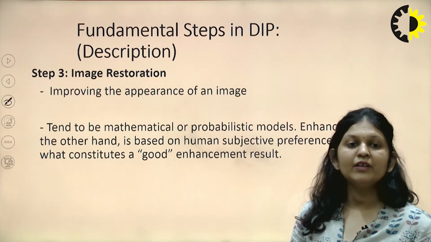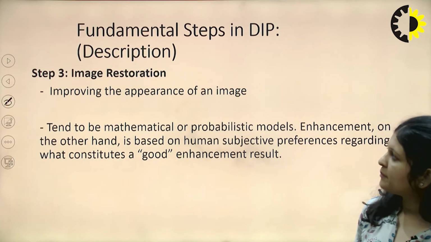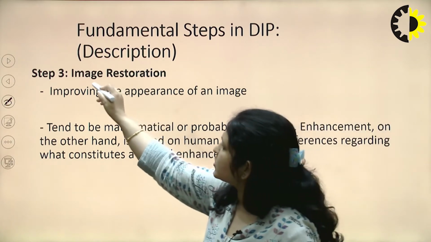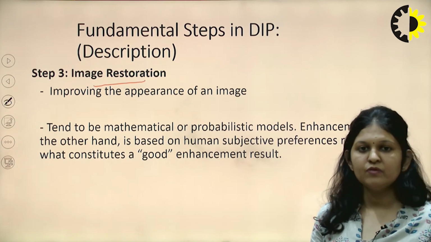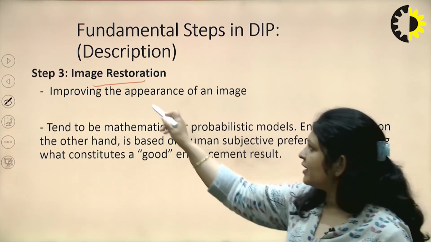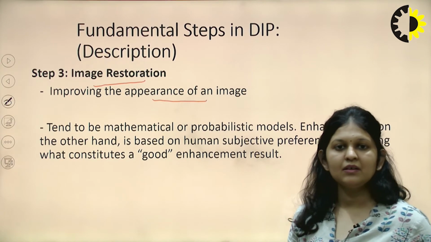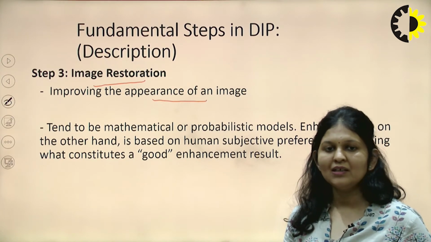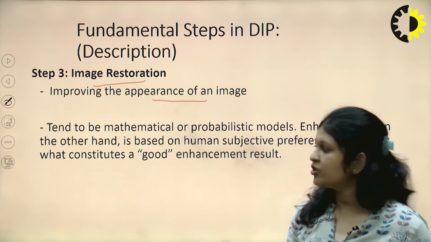The third fundamental subject in this DIP is image restoration. Image restoration is basically used to improve the appearance of an image. That is, we may have a very distorted image and we may be trying to improve its quality so that it bears more resemblance to the original image.